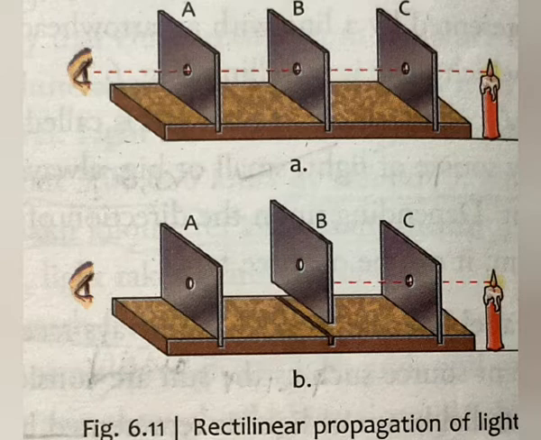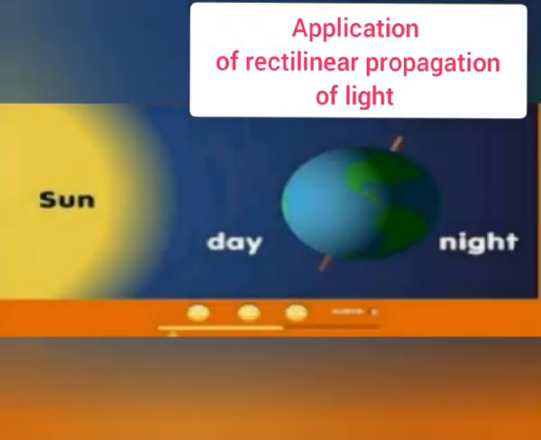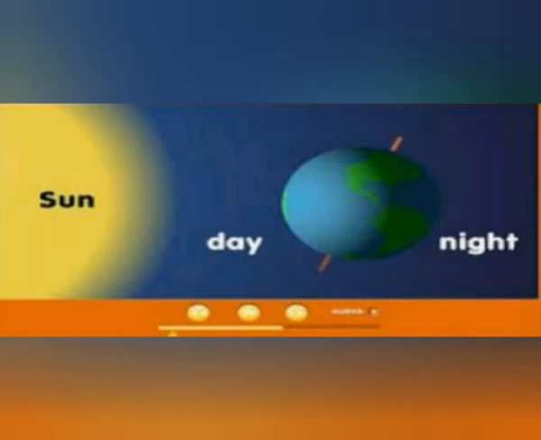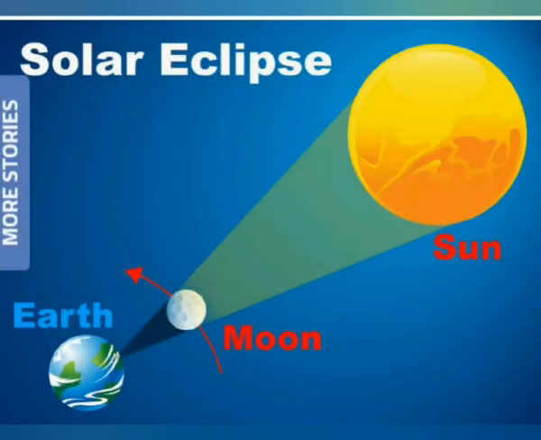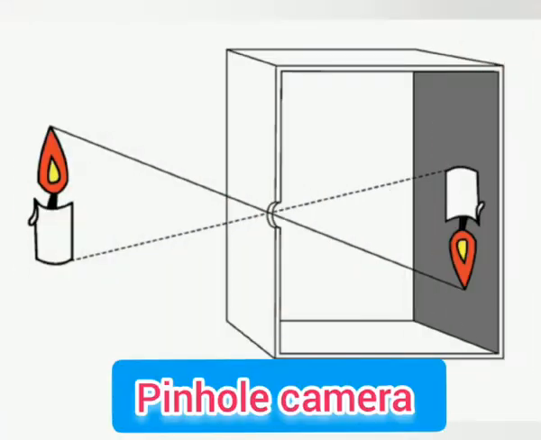Now next topic, applications of rectilinear propagation of light. There are so many applications of rectilinear propagation in our daily life. First one, shadows form because of the rectilinear propagation of light. Second one, day and night occur because of the fact that light travels only in a straight line. Third one, eclipses occur due to the rectilinear propagation of light. Fourth one, the pinhole camera works on the principle of rectilinear propagation of light.